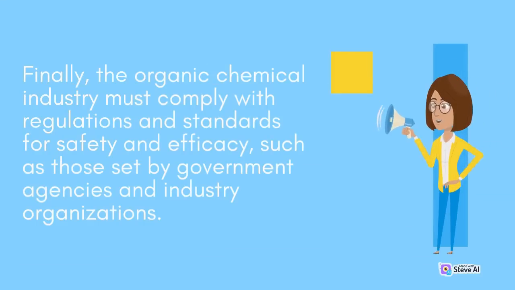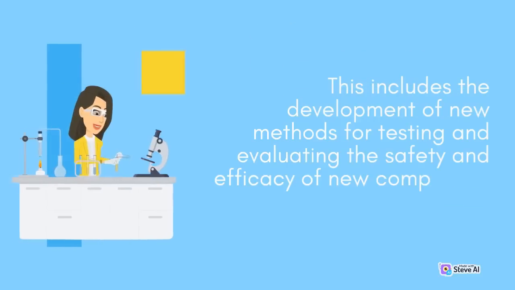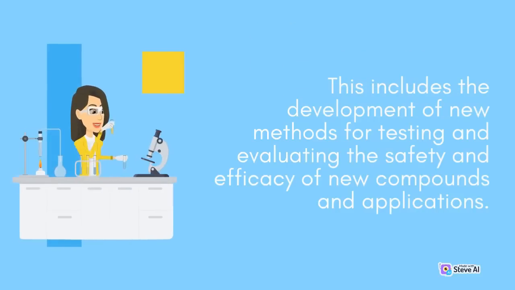Finally, the organic chemical industry must comply with regulations and standards for safety and efficacy, such as those set by government agencies and industry organizations. This includes the development of new methods for testing and evaluating the safety and efficacy of new compounds and applications.